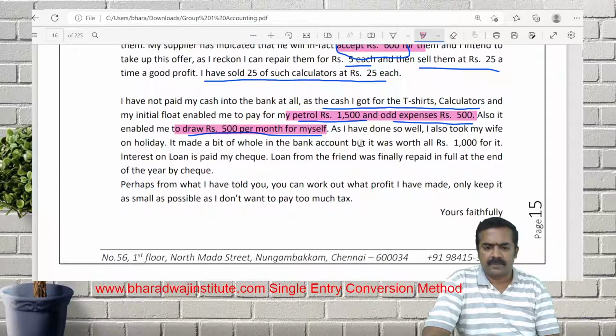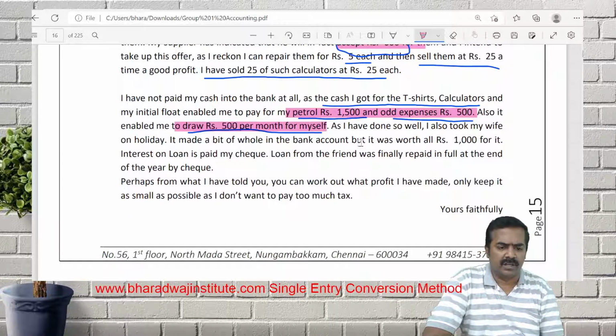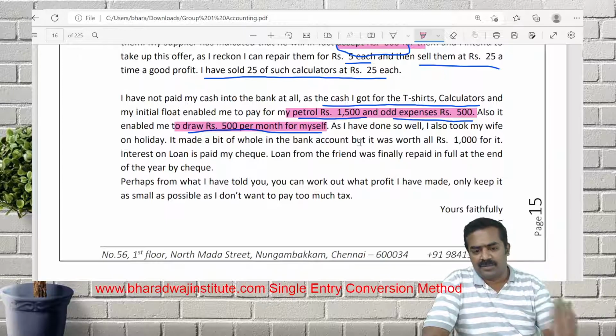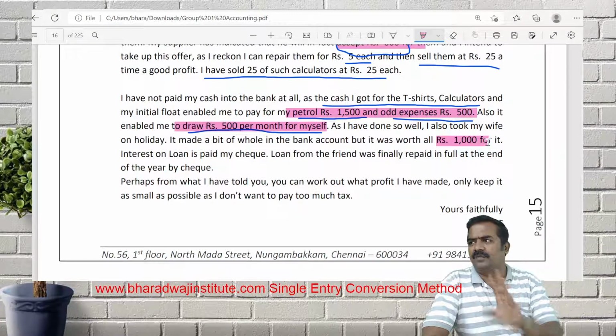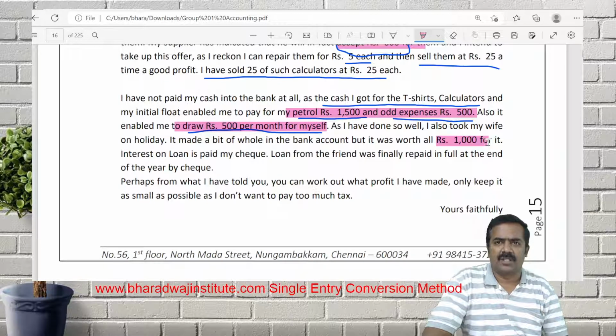That is drawings. Then, as I have done well, I took my wife on holiday. It made a bit of a hole in the bank account. It was worth how much? 1000. Simple. They are telling that from the bank, this much was used. 1000 rupees is drawings.